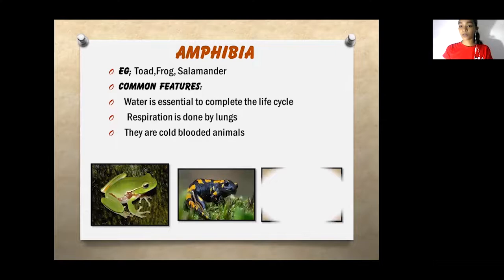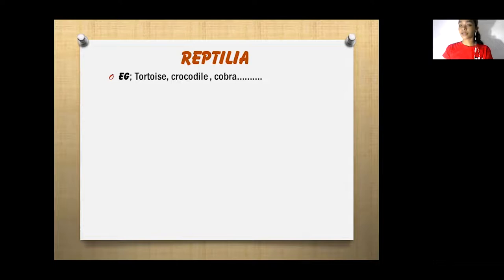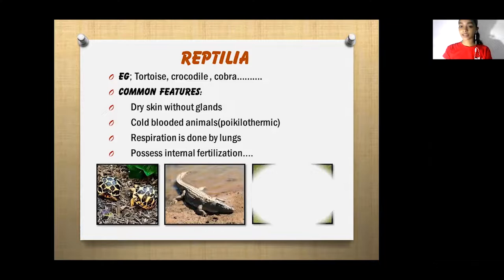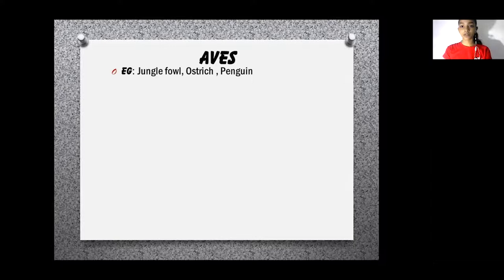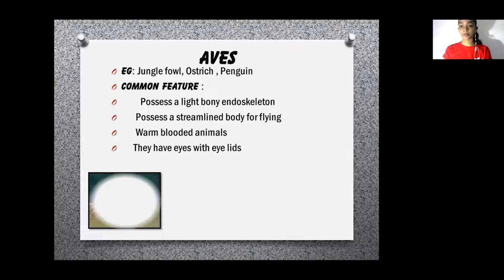And the third one is reptilia. Examples for reptilia: tortoise, crocodile, and cobra. Common features: dry skin without glands, cold-blooded animals, respiration is done by lungs, and internal fertilization. And the fourth one is aves. Examples for aves: jungle fowl, ostrich, penguin. Common features: possess a light bone endoskeleton, possess a streamlined body for flying, warm-blooded animals, they have eyes with eyelids.